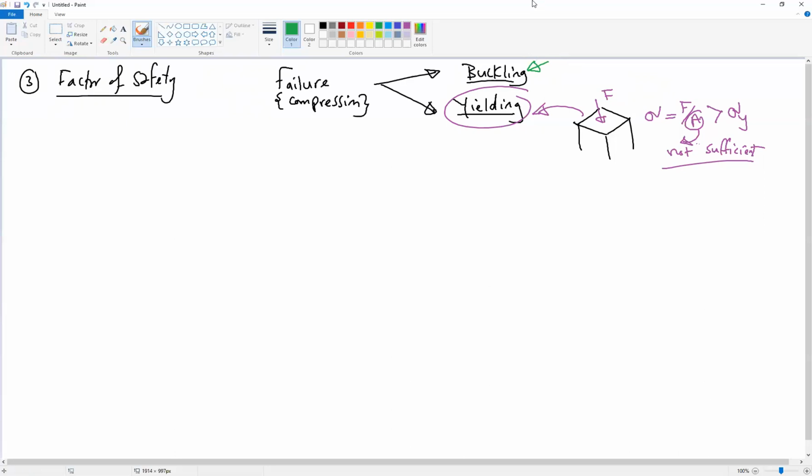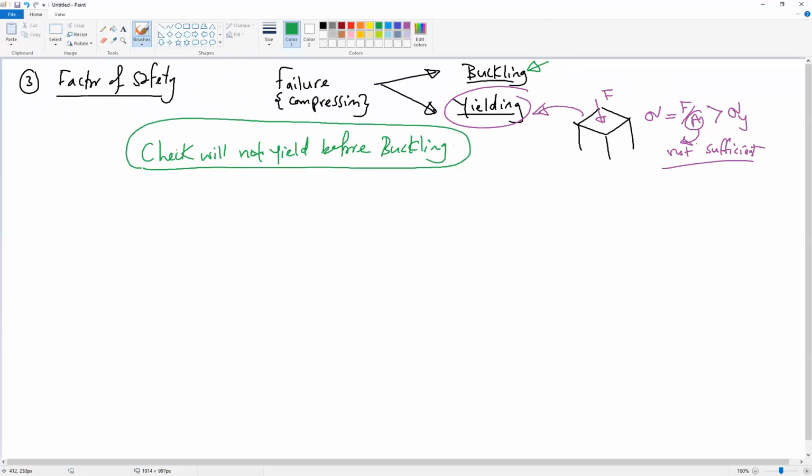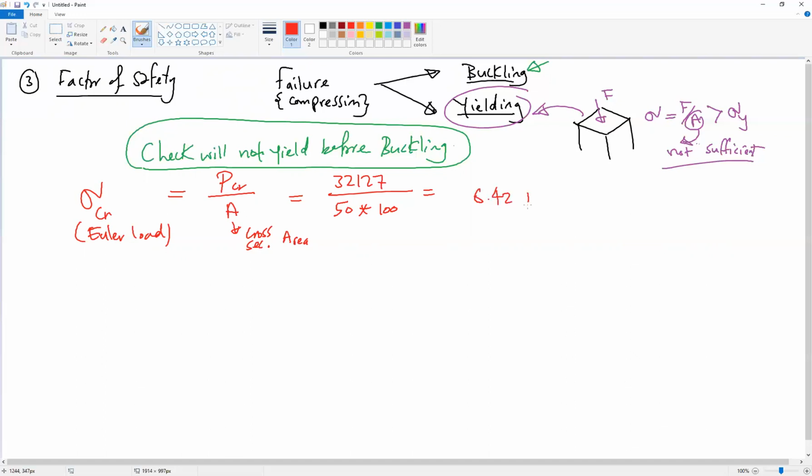So we need to check that the column will not yield before buckling, because if it yields before buckling, there is no meaning for the factor of safety for buckling. How can we do this small check? We will find the stress at critical load, or the stress at Euler load. This stress will be equal to the critical load divided by the cross section area. We know now the critical load is 32,127 divided by the area. The area is 50 multiplied by 100. So sigma critical is 6.42 MPa.